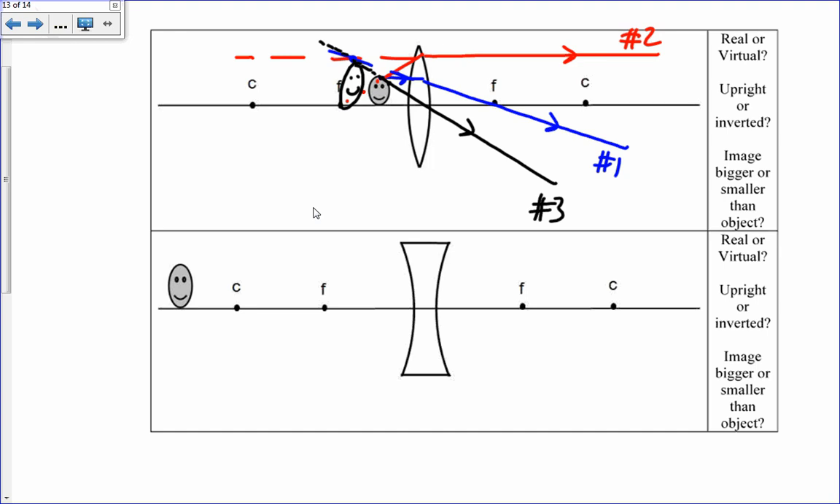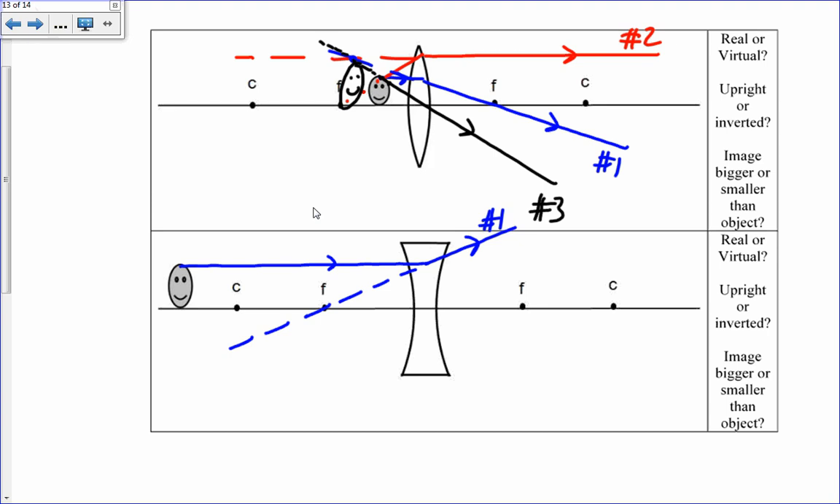This is probably the hardest of all of them. It sort of changes up a bit. Parallel to the axis. Now I'm going to go through the focal point, but I have to go through the focal point on the left-hand side. This is a diverging lens, so it's going to cause my rays to diverge like this, such that if I were to trace them back, they would go through the focal point like that. And I've drawn the virtual ray already. That is the refracted ray traced back. It's number 1.